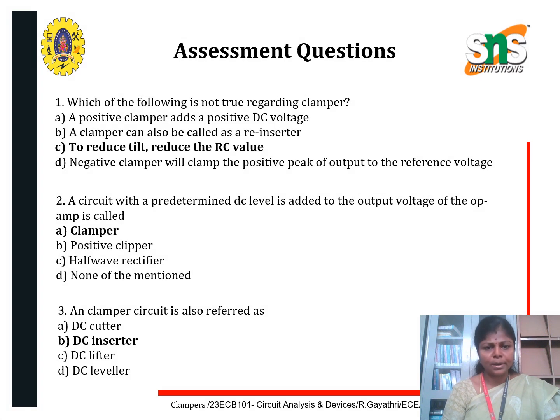At last, the assessment question: which of the following is not true regarding the clamper? To reduce the tilt in the circuit output, we have to reduce the RC value. This point is not valid in the case of a clamper circuit. The circuit in which a predetermined DC level is added to the output voltage is also called a clamper. The clamper circuit is also referred to as a DC inserter.